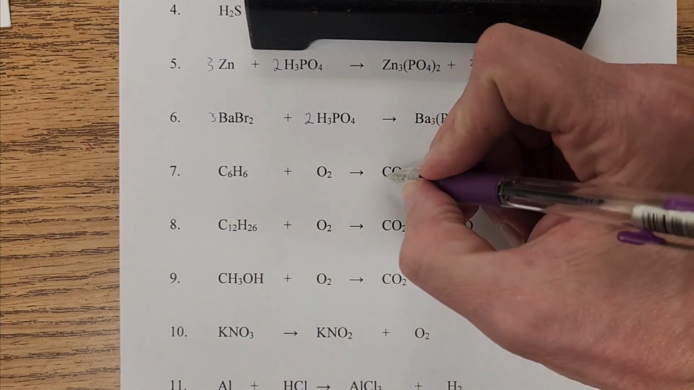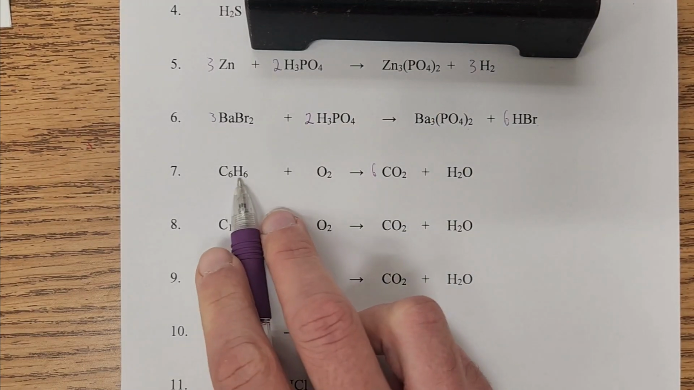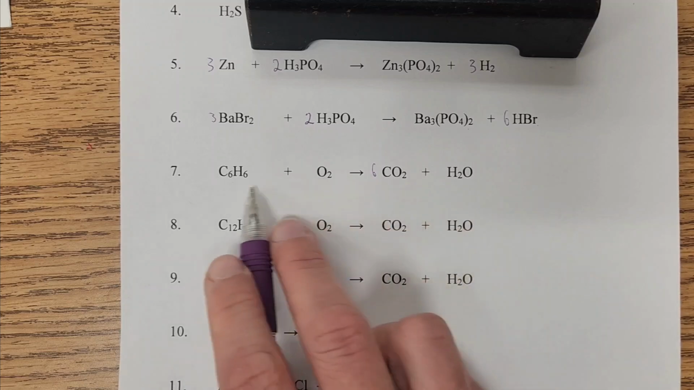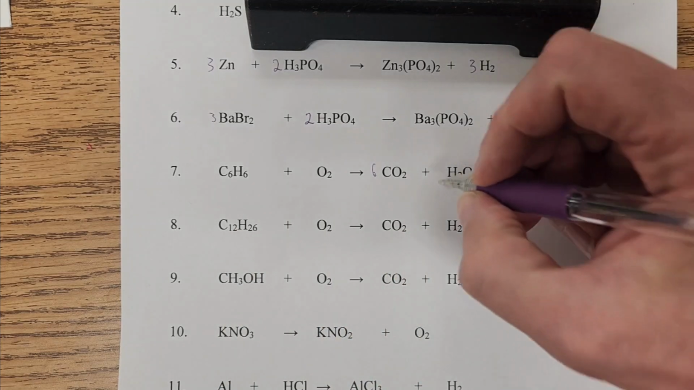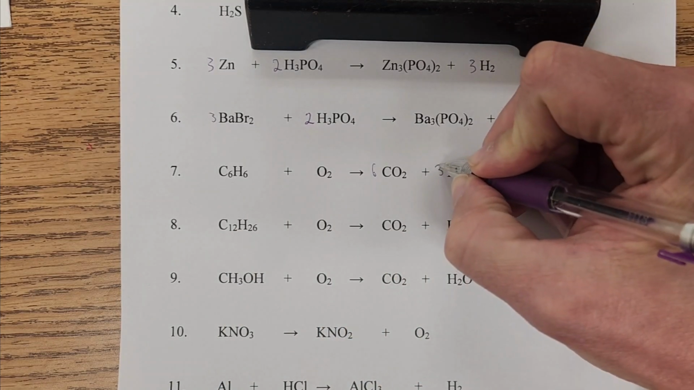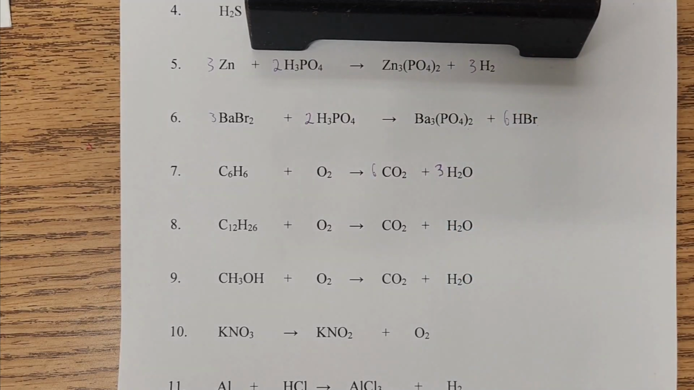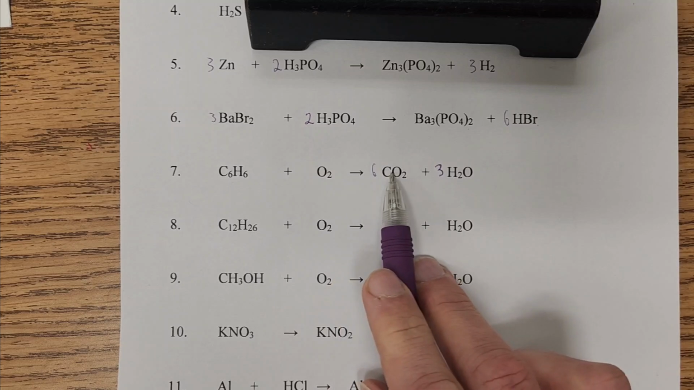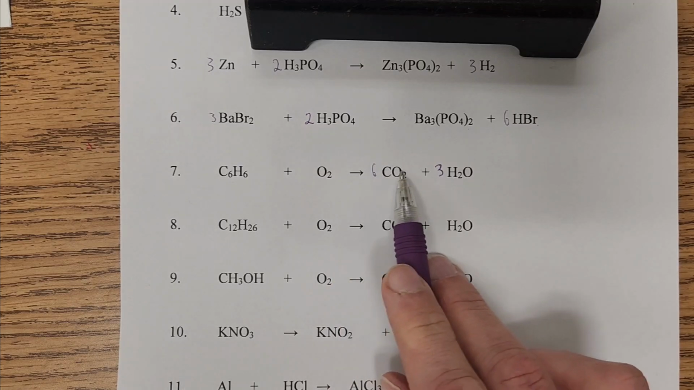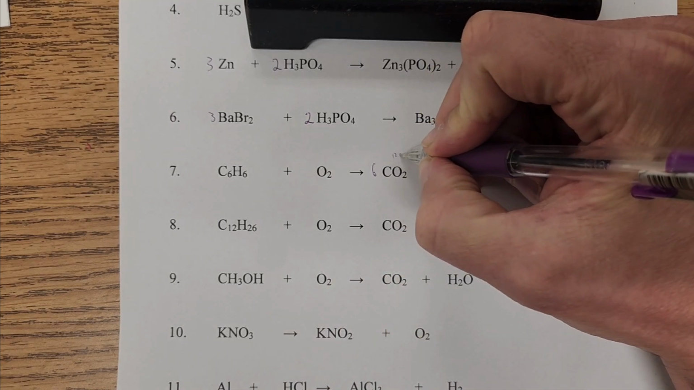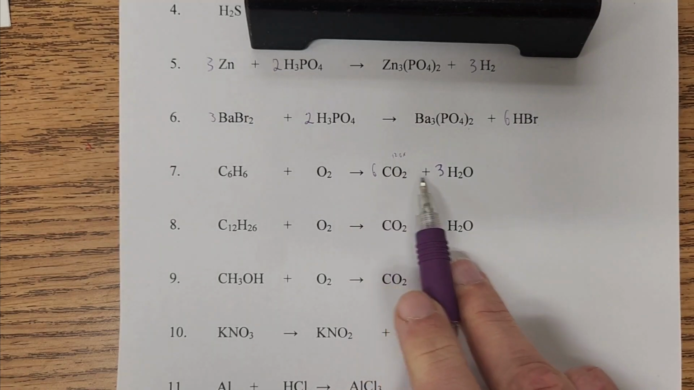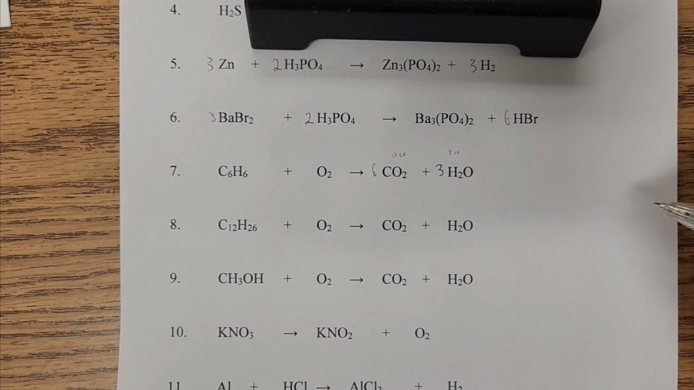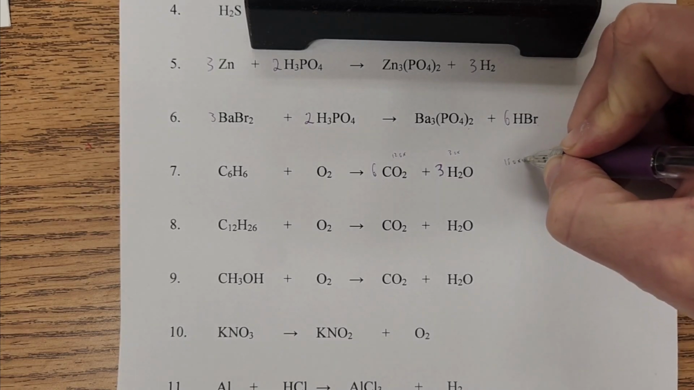Okay, 6 carbons. Let's put a 6 here to have 6 carbons. And 6 hydrogens. Okay, 6 hydrogen. Well, let's make that a 3. That way it's also 6 hydrogen. All right, now we need to deal with the oxygen. So how many oxygens are here? Well, 6 times 2 is 12 oxygen. And then here, 3 times 1 is 3 oxygens. That adds up to 15 oxygens.